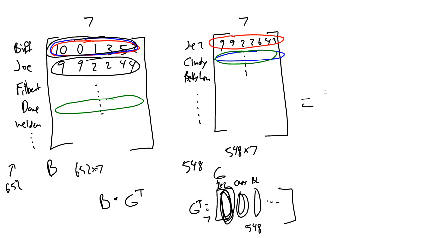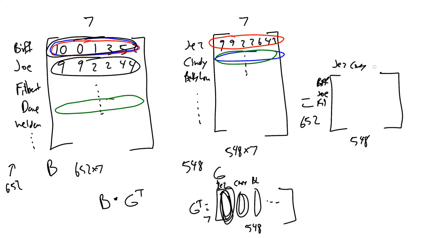And when we do that, we're going to get out a matrix, and that matrix is going to be 652 by 548. And every row corresponds to a guy, and every column corresponds to a gal.